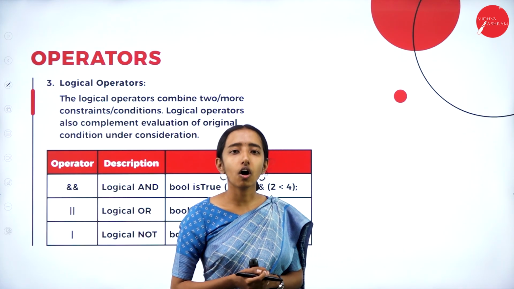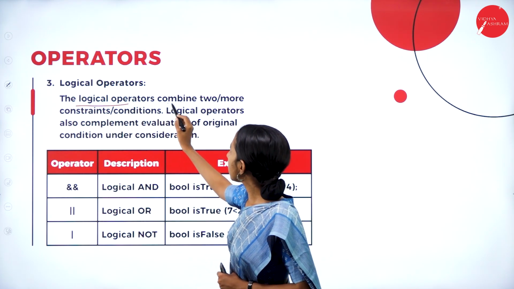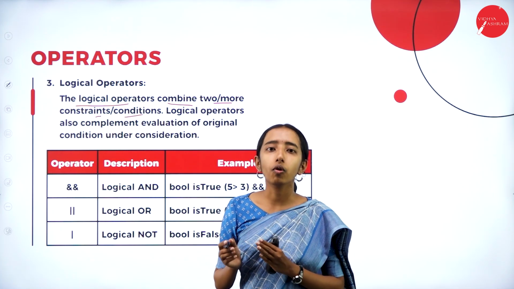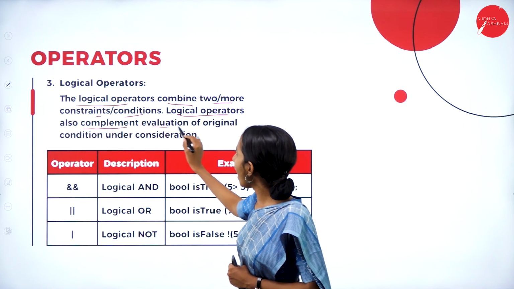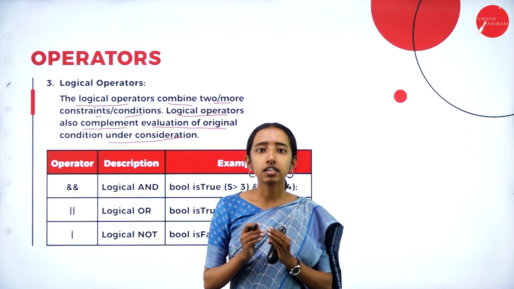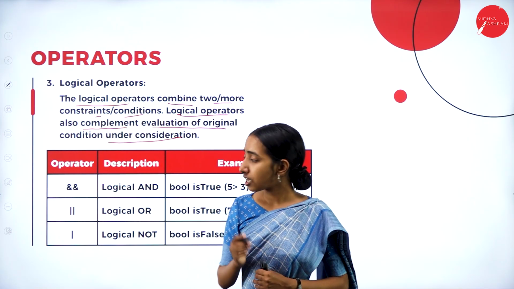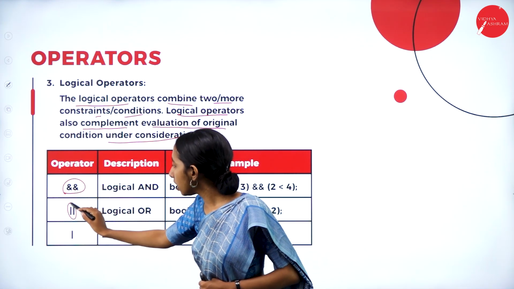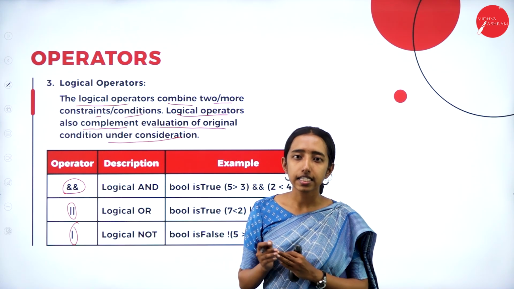Next we are having the logical operator. So what is a logical operator? The logical operator combines two or more constraints or conditions. Logical operators also complement evaluation of the original condition under consideration. Logical means it is like having two constraints, it will logically combine the two constraints. So here we are having the logical and, logical or and logical not. These are the three operators that are available in C++.